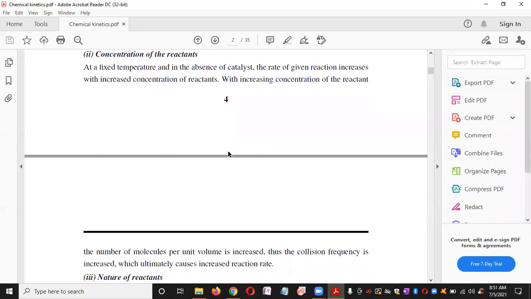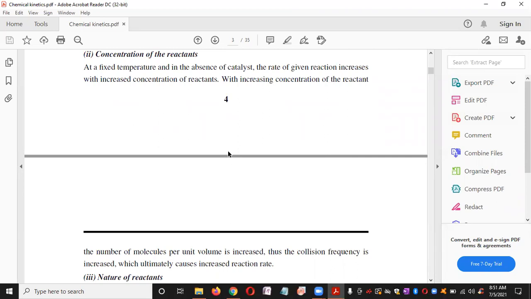And next, the concentration of the reactant. Here we follow Le Chatelier's rule. As we increase the concentration of the reactant, the rate of reaction increases; as we decrease it, the rate of reaction decreases. In the previous slide we saw the order: when we double the concentration in a first order reaction, the rate of reaction increases by 2 times. In a second order reaction, if you double the concentration of reactants, the rate of reaction increases by 4 times. So increasing the concentration of reactant favors the forward reaction.